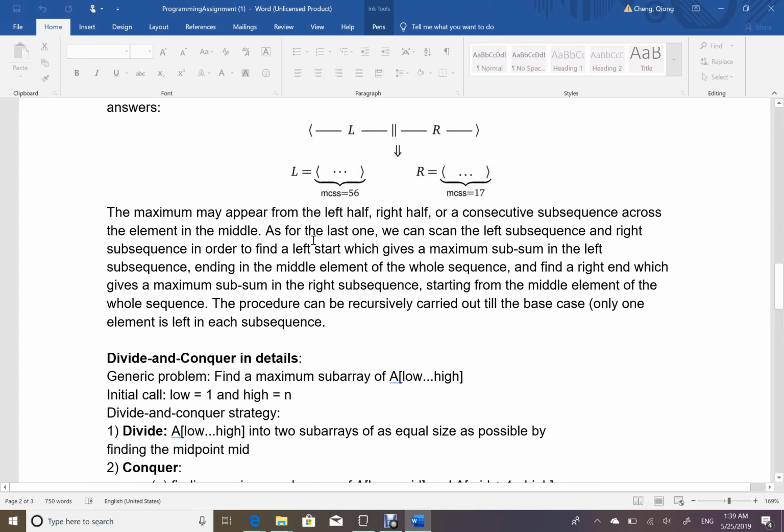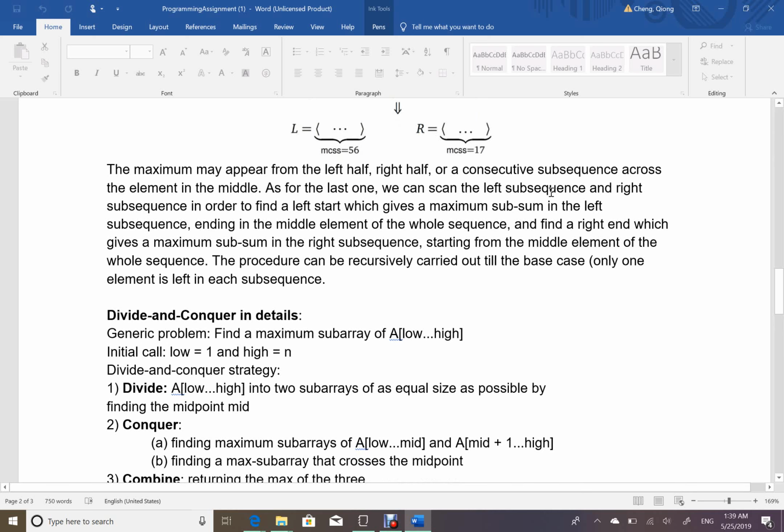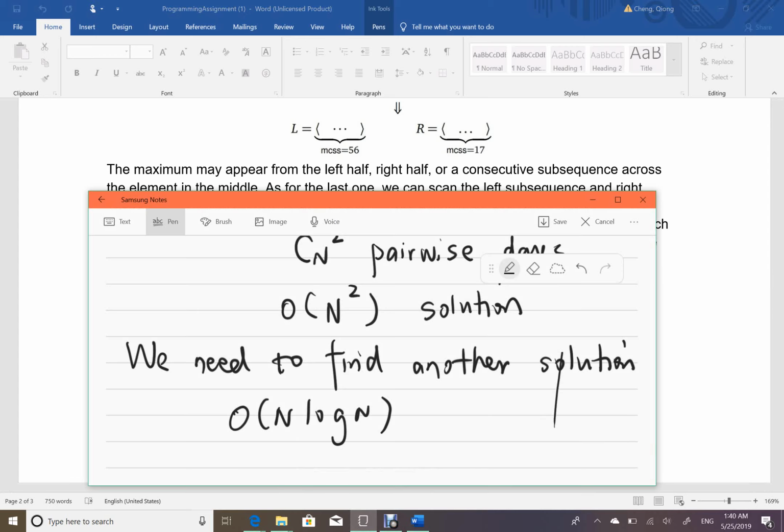For the last one, we can scan the left subsequence and the right subsequence in order to find a left start, which gives a maximum subsum in the left subsequence ending in the middle element of the whole sequence. Then find the right end, which gives a maximum sum in the right subsequence starting from the middle element of the whole sequence. The procedure can be recursively carried out until the base case, where only one element is left in each subsequence. Let me draw a cartoon picture here.